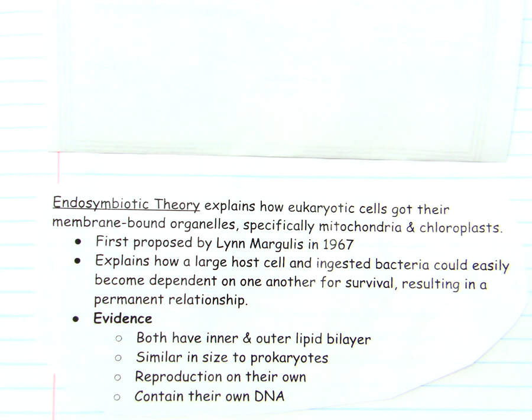Chloroplasts and mitochondria both reproduce on their own, and they reproduce in a fashion that's very similar to how bacteria reproduce. And mitochondria and chloroplasts have their own unique DNA. You find DNA inside of them, and it's different from what's in the nucleus of the cell.